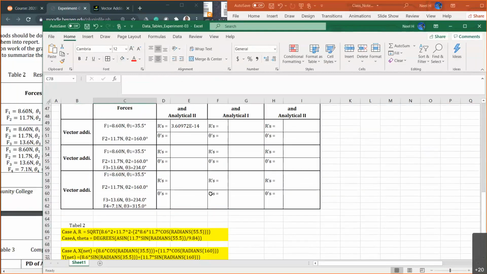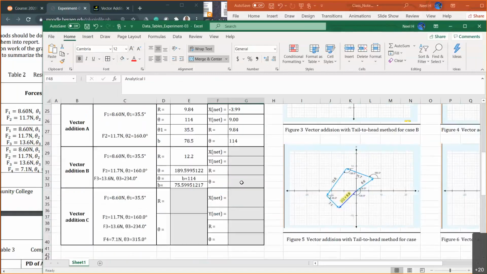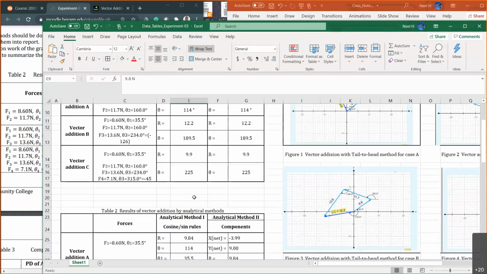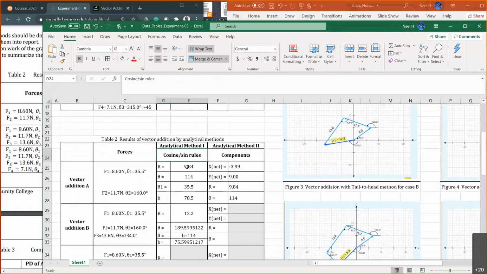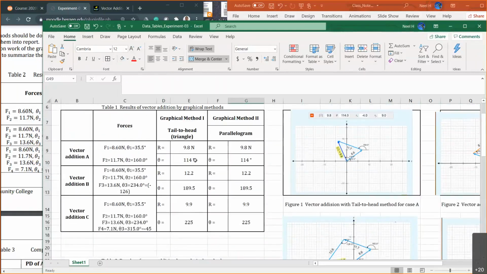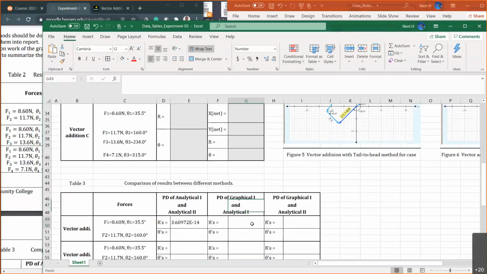Now let's do one more calculation for theta also. Then you have all sorts of different calculations done. Then you have to do the same thing for graphical 1 and analytical 1. That is this result right here, 9.8, versus analytical method 1, this result. That should go here. And then you have to do graphical 1 and analytical 2, which means this 9.8 versus this 9.84. Technically, you will not see anything much different between these two answers, but you have to really do that calculation.